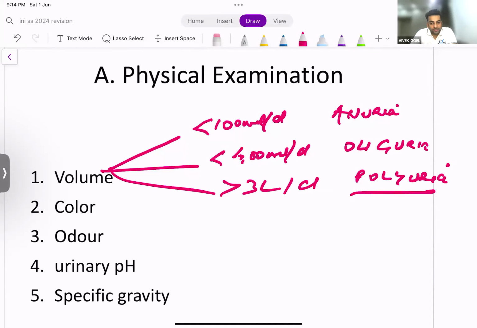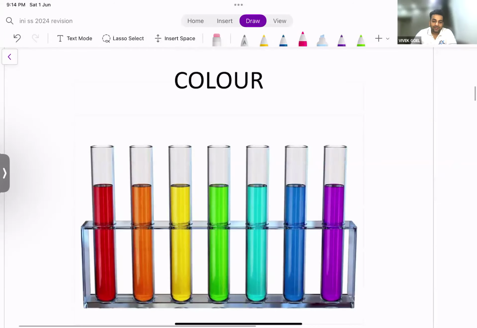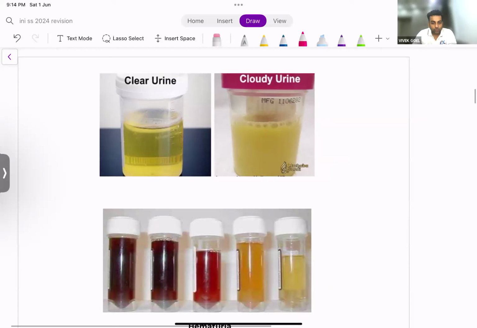Now, how do you examine each one of them, and what is the importance of each in practical purposes for a medicine resident, for a budding physician? That I will tell you. Now, coming to the color of the urine, so there are all the possibilities of the color of the urine that you could be having, but a clear urine or a straw colored urine looks something like this.